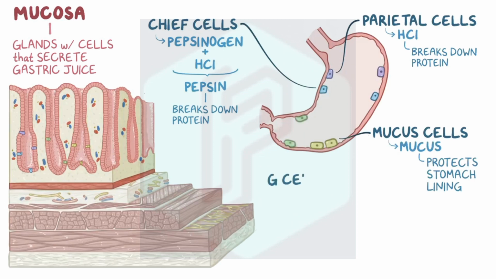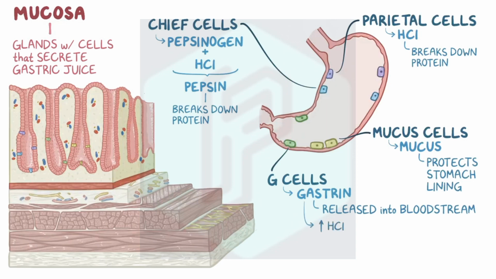There are also G cells, which secrete a hormone called gastrin. Unlike the other secretions, gastrin is not secreted into the stomach lumen, but instead it's released into the bloodstream, where it can reach the basolateral surface of other stomach cells, which is the cell surface that faces the blood. Gastrin increases the hydrochloric acid secretion of the parietal cells. It increases pepsinogen secretion by the chief cells, and it also increases the contraction of the stomach muscles.